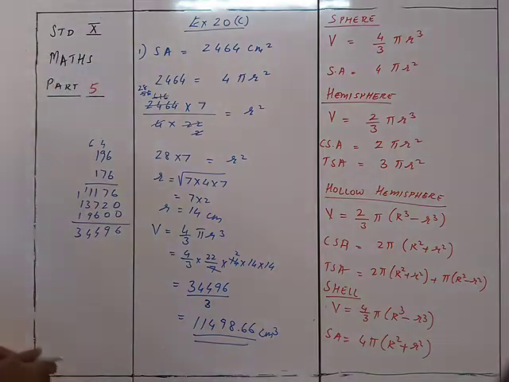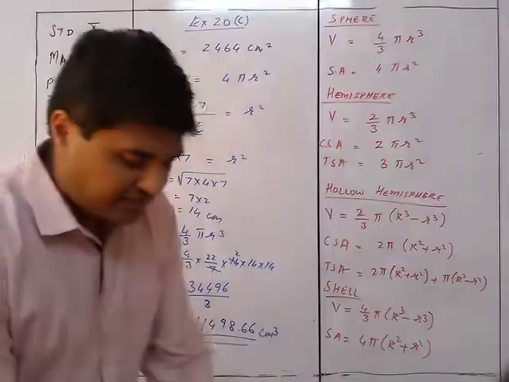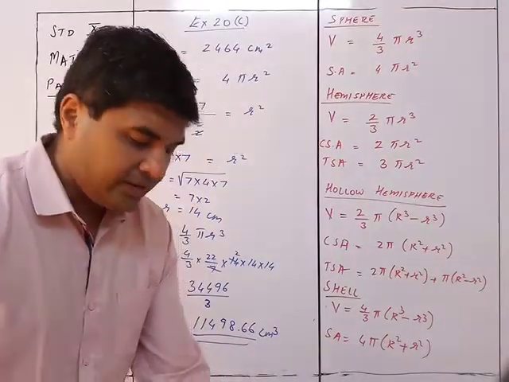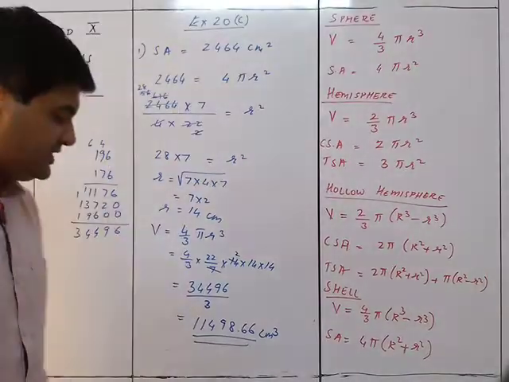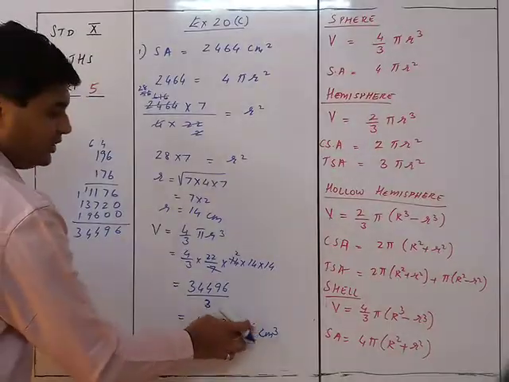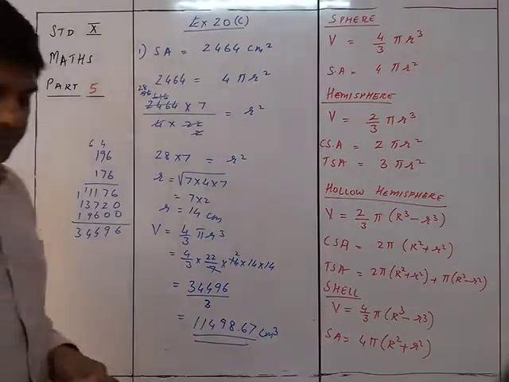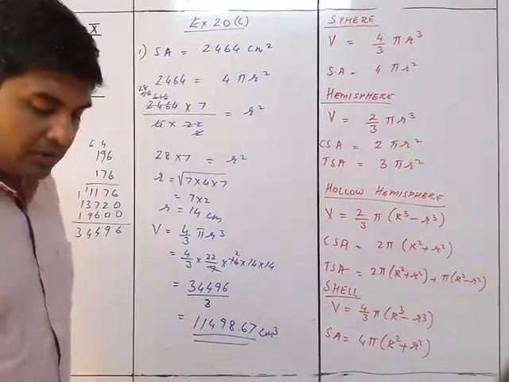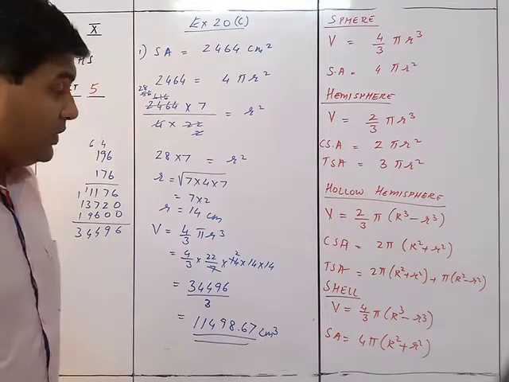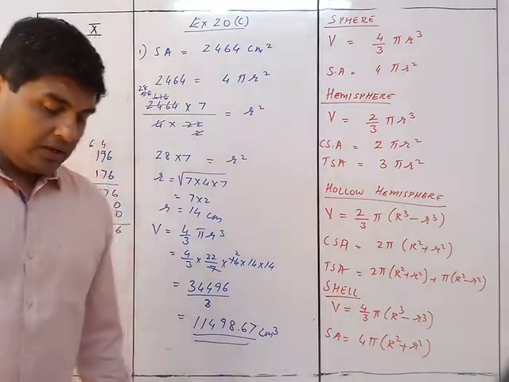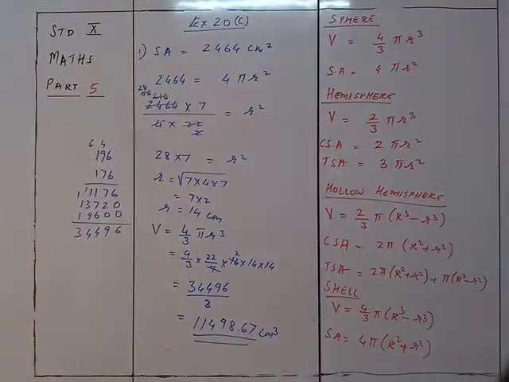So it is 11,498.66 centimeter cube should be the answer. Yeah, it is 11,498.67, because 6666 you convert into 7, rounding off to the nearest 2-digit number. So that was sum number 1 of exercise 20C. I think we can continue the next in the next video.